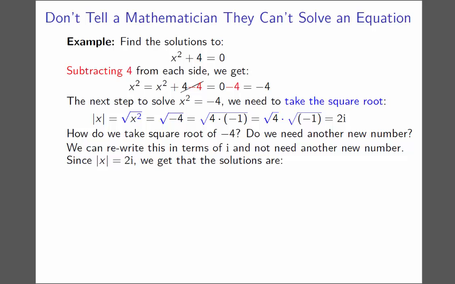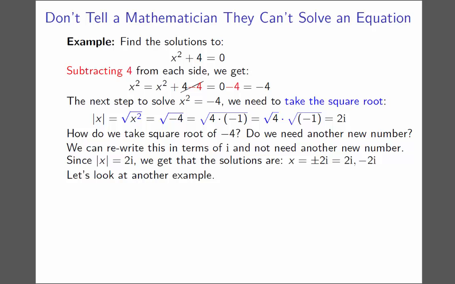And since the absolute value of x equals 2 times i, we get that the solutions are x equals plus or minus 2i. In other words, 2i and negative 2i. So even without inventing another new number, we were able to solve this using our number i.